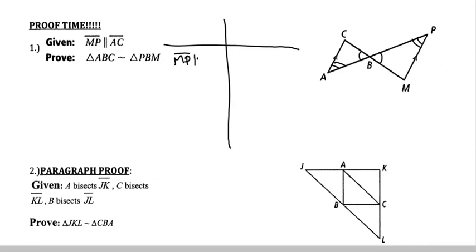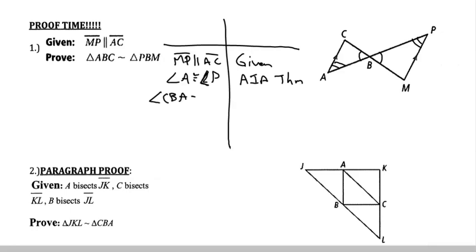If we know MP is parallel to AC, which is given, then that is going to tell us angle A is congruent to angle P. That'd be by AIA theorem. Now technically we could do AIA theorem again for angle C and M, but I'm going to go to vertical angle theorem because I just like it. Angle CBA is congruent to angle PBM by that. And then we would end up with triangle ABC is similar to triangle PBM by AA.